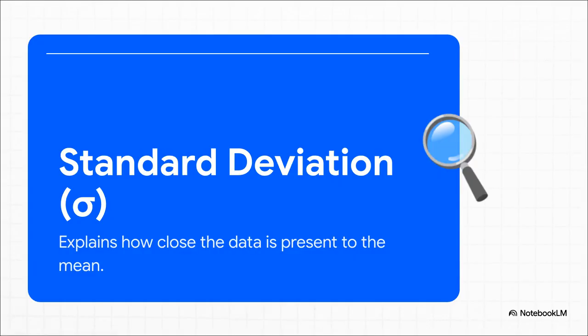But let's be honest, range alone is a bit too crude for a master detective. We require the standard deviation, denoted by the Greek letter sigma. This brilliant metric, which is derived from the square root of the data's variance, explains exactly how tightly our data clusters around the mean. A small standard deviation? That means our suspects are grouped closely together in one tight location. A large one? They've scattered wildly across the map.